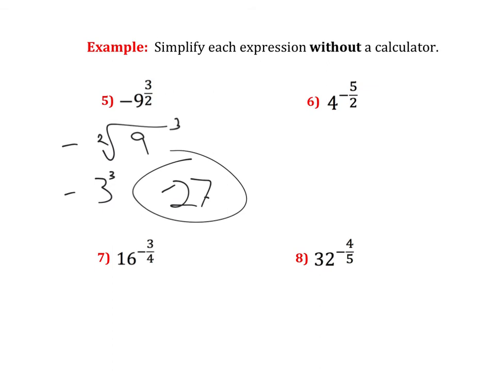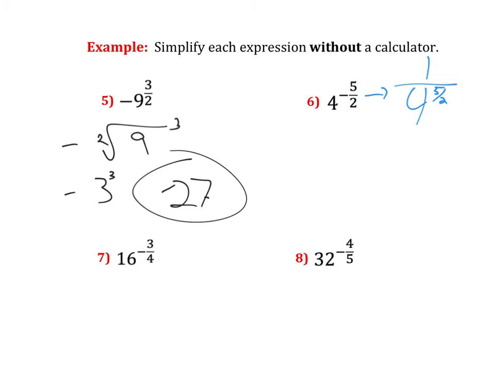Next one, 4 to the negative 5/2. Well, negative exponents mean we have to flip and throw our base into the denominator of a fraction. So essentially we're doing the reciprocal of that term. The only thing that changes when I do that is the exponent goes from negative to positive. I'm not flipping around the exponent. I'm not changing the base, positive or negative. It just changes location and changes sign, negative to positive.